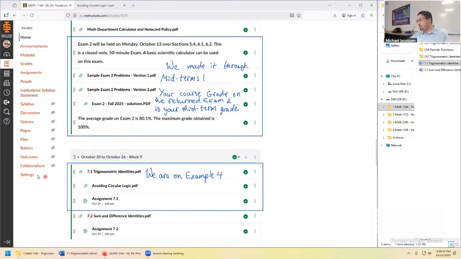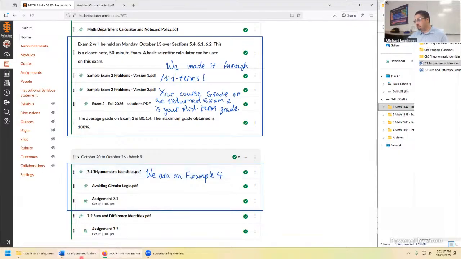Well, we left off a week ago today, working through section 7.1. We're pretty much just about done with it. We have 2 more key examples we want to look at, a little document on avoiding circular logic, and then we'll move into section 7.2, the sum and difference identities. But any questions at the moment, folks, to get us started? Okay, well, let's dive in.